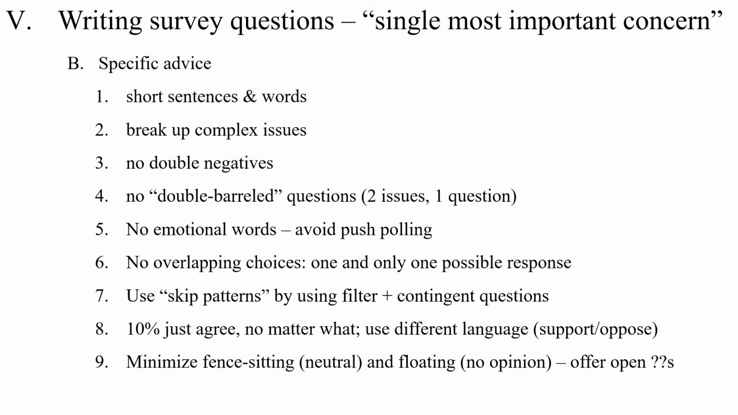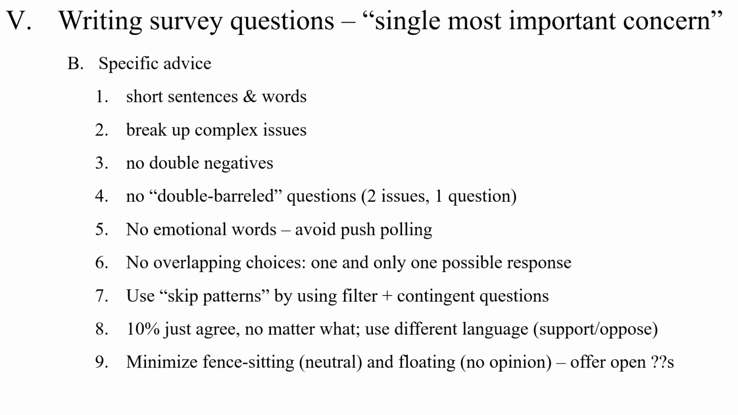No overlapping choices. This is stupid and obvious, but you will still see some answers that overlap, which just doesn't make any sense. You should allow only one possible response on, say, a Likert scale. Yes, again, it's not Likert, it's Likert. If it's 1 through 5, you shouldn't allow people to choose 2 and 3. It's 2 or it's 3.